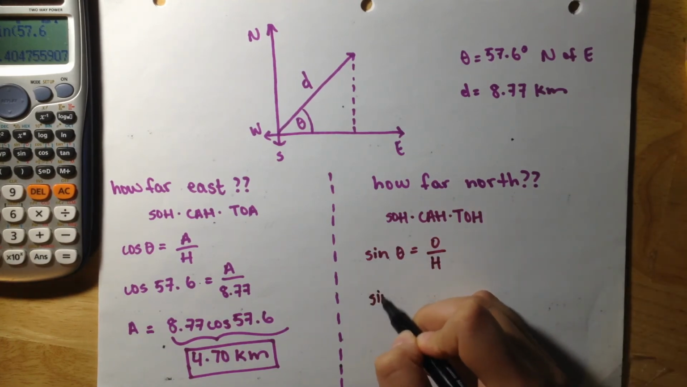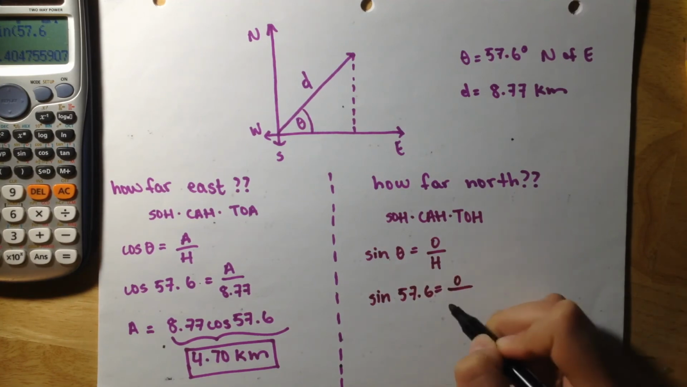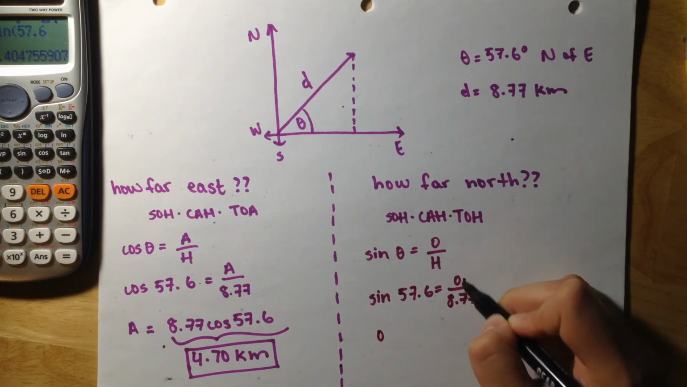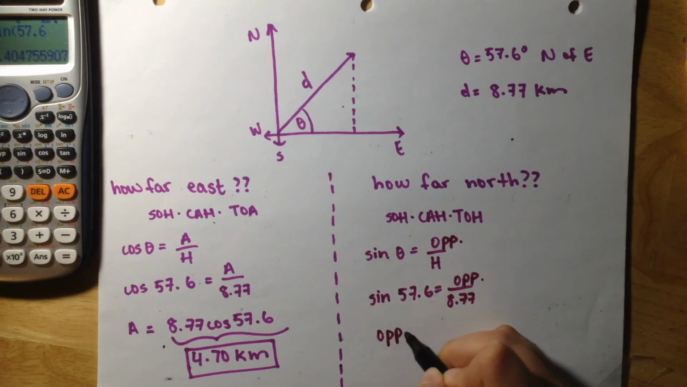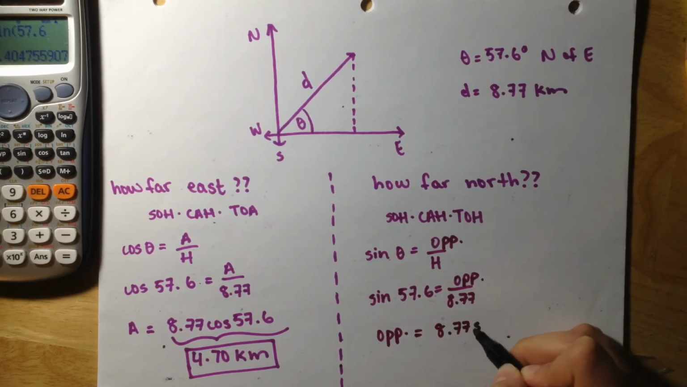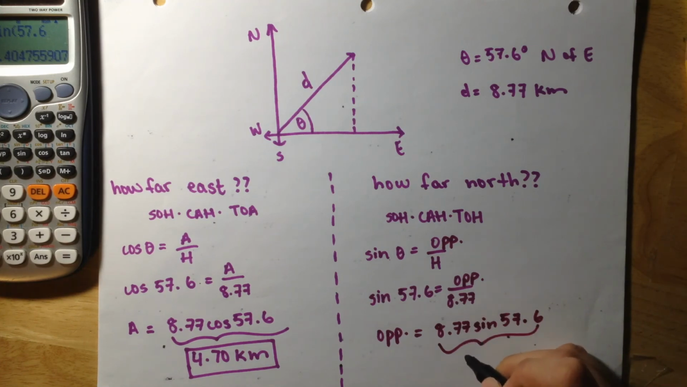So sine 57.6 equals opposite over hypotenuse, which is 8.77. Rewrite this to get the opposite side. That's a little confusing. Let's just write opposite like that so it doesn't look like a zero. The opposite side will equal 8.77 times the sine of 57.6, and in the calculator we get 7.40 kilometers as the distance that you traveled north.